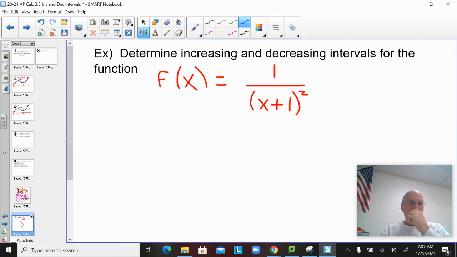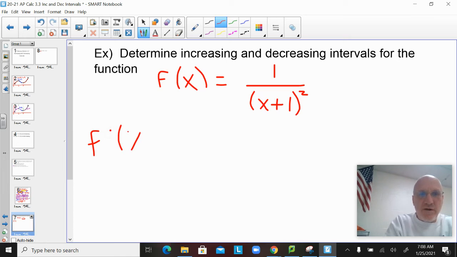Same instructions. Determine the increasing and decreasing intervals for that function. Now, do we know what that looks like? Maybe we do, maybe we don't. All right, so the process is the same here. We are going to find the derivative. Looks like I have to use the quotient rule.